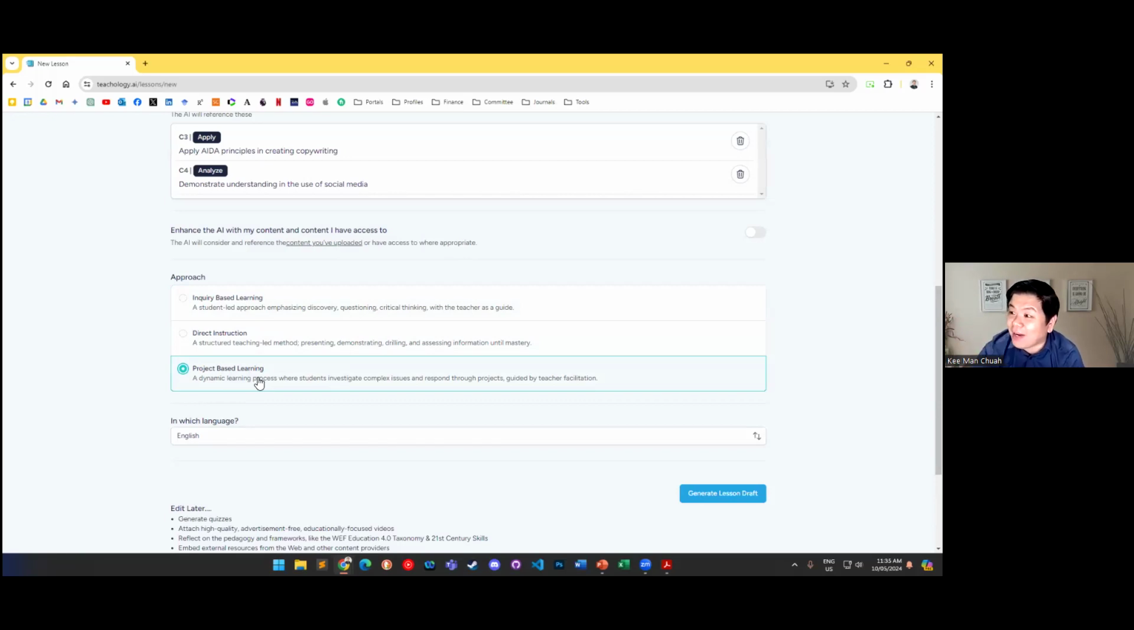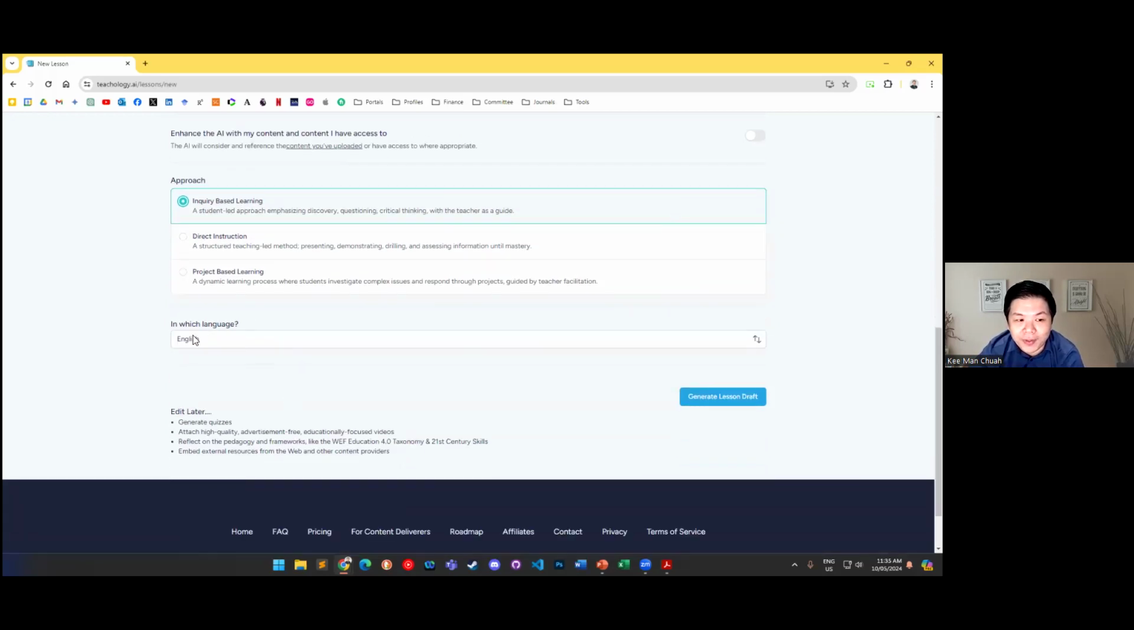If you're teaching direct, means you just want to test directly the knowledge part, then you go for direct. But we're not going to rely on direct instruction because we're talking about alternative and also authentic assessment. So let's go for inquiry-based learning or maybe project-based learning, up to you, right, for now. Then you can choose the language that you want. Then you will generate draft.